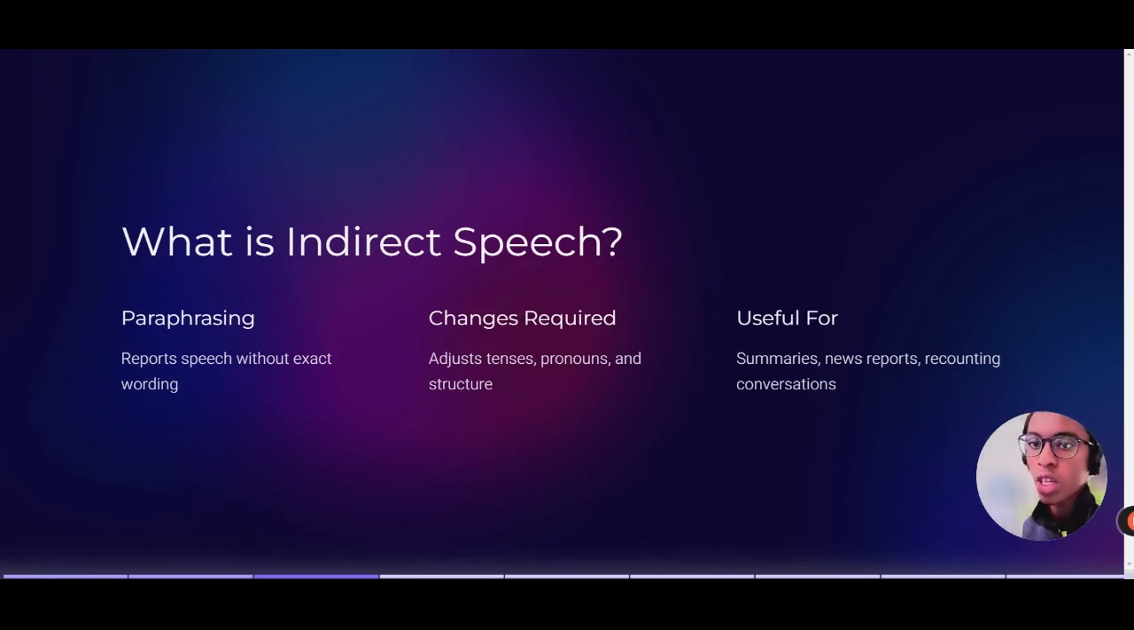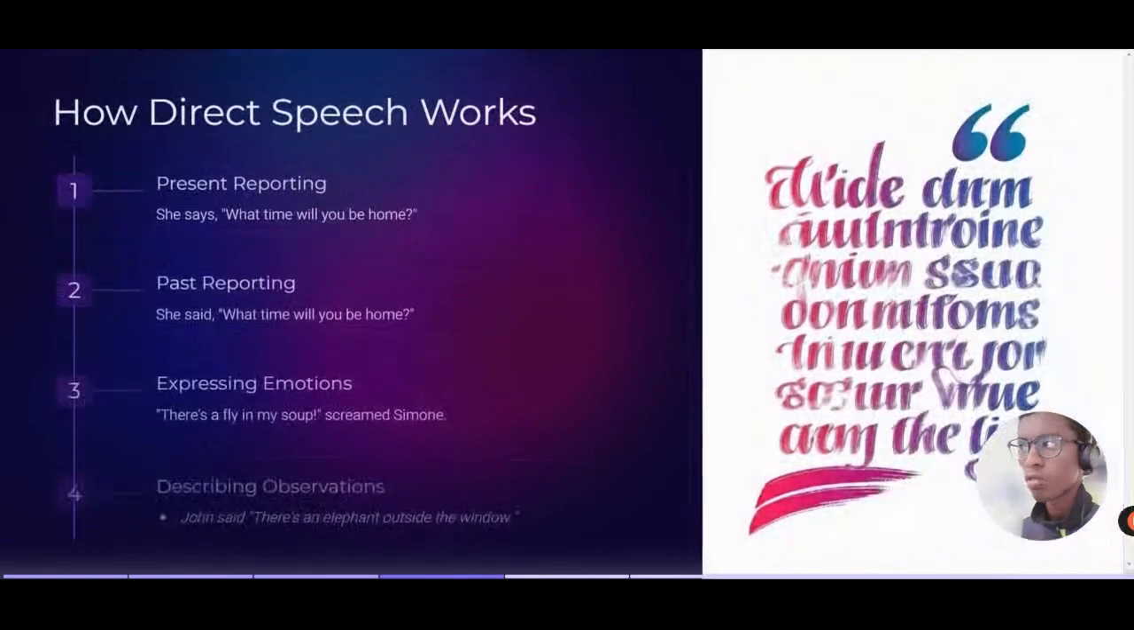See, in this way, you are capturing the meaning without quoting the exact words, which is useful for things like news reports, summaries, and when you are recounting conversations.